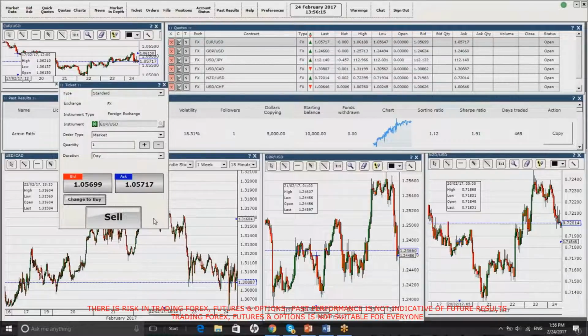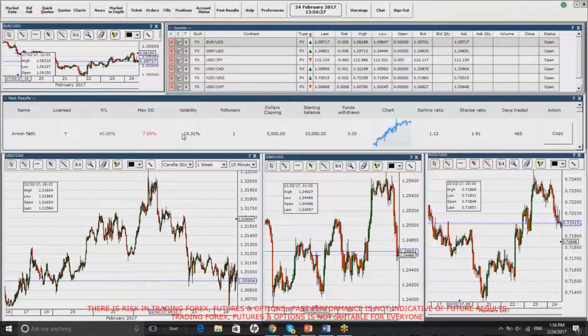Now, since I'm talking about this ticket here, don't forget the only type of order that is guaranteed to always get filled is the market order. Every other order type that you see here is not guaranteed to be filled. But that's not what I'm here to talk about today. Like I said, today I'm just going to talk about the copy trading to you.